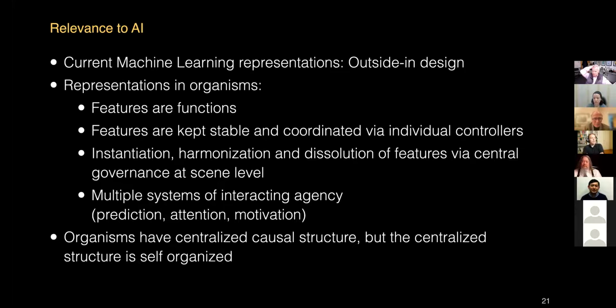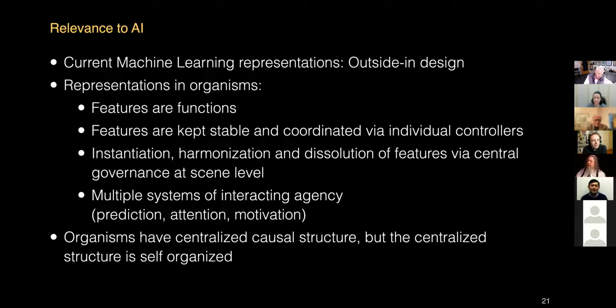So how is this relevant to AI? Current machine learning representations all have an outside-in design. And in organisms, the representations are different. The organisms are coupled to the environment, so the features are not static. They are functions that basically are operators on your current mental representation to give you the next state. And they're tuned in such a way that they track the sensory patterns. And the features are kept stable and coordinated via individual controllers. So every feature is probably some control structure that maintains its stability and its coordination with the environment.